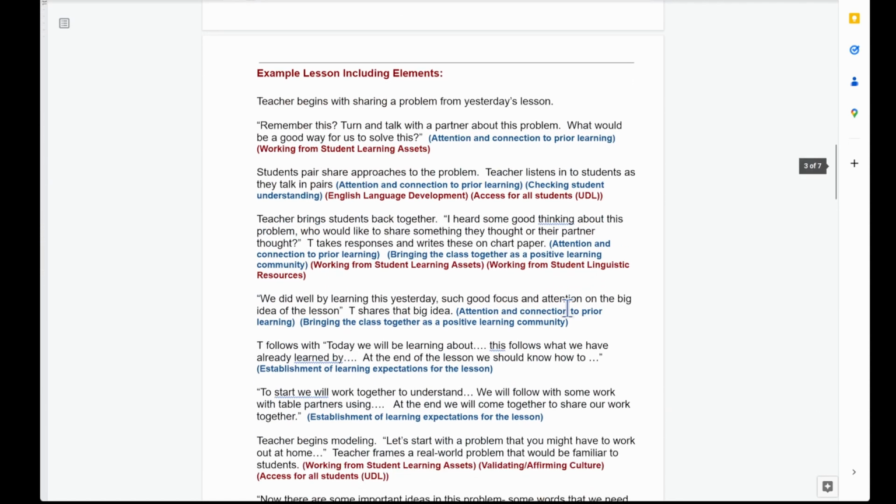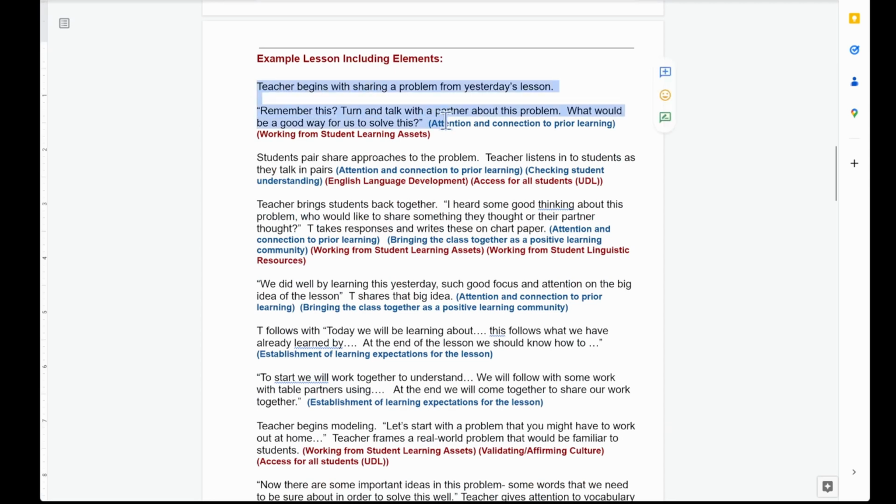And I close this piece with a story about a lesson. And as this teacher is teaching, you can see I've marked out where all the necessary elements show up in this lesson. Hope this one is useful to you.